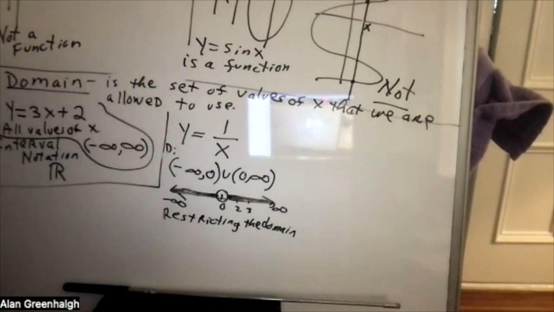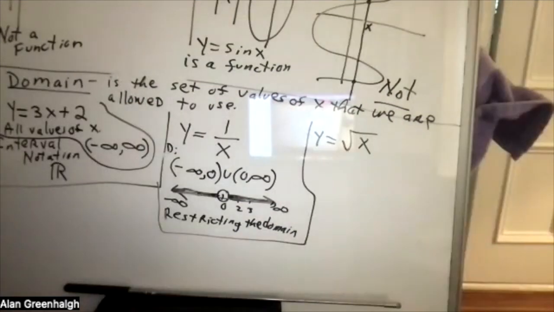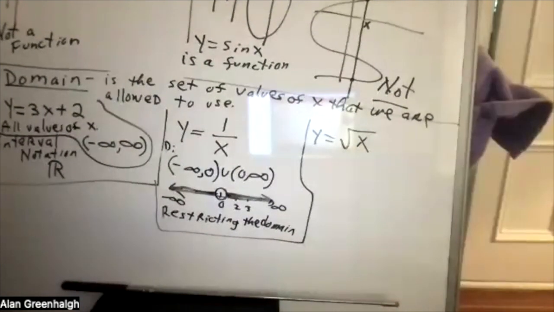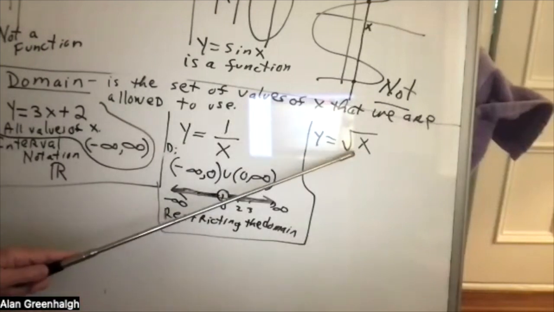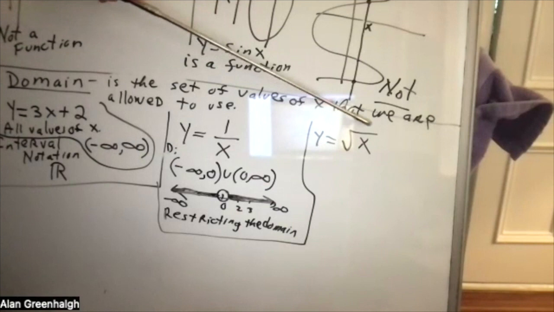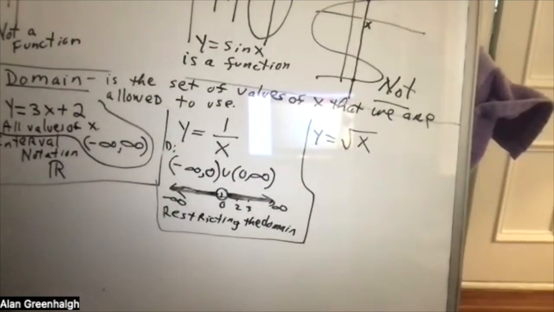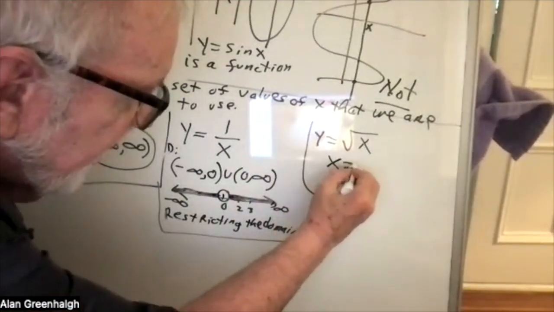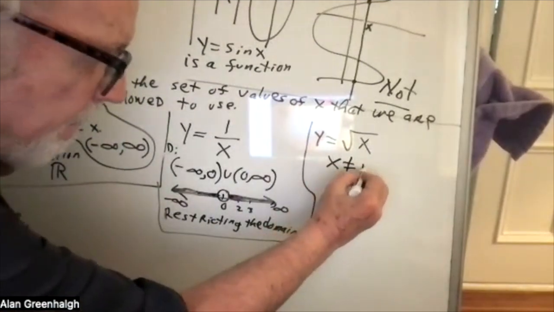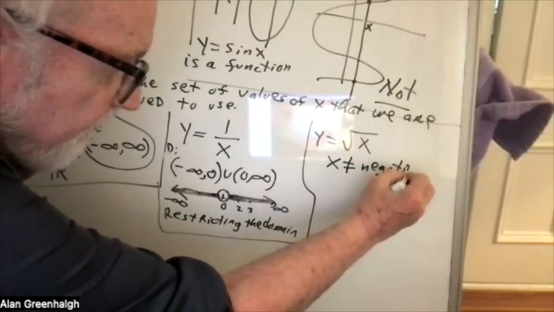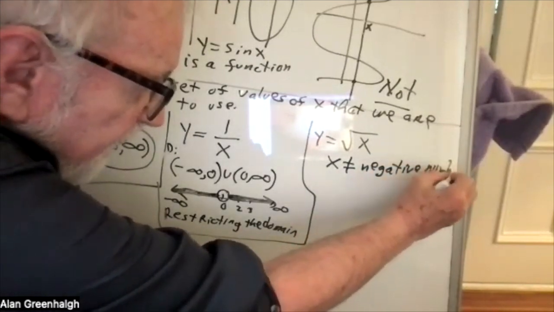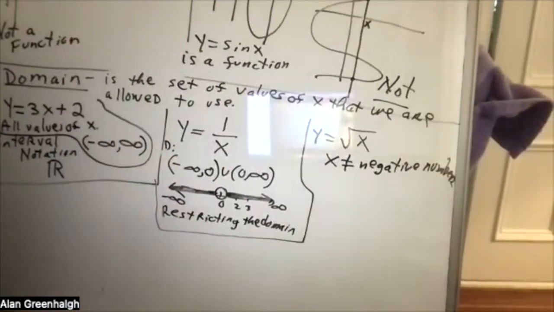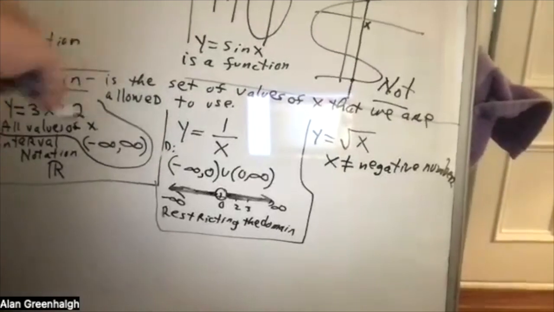So if I say to you, what is the domain for something like this, you would do this. What's the problem here? What values of x are in the domain for this particular relation? The problem is x cannot equal a negative number. You can't have the square root of a negative number in the number system that we're currently using.